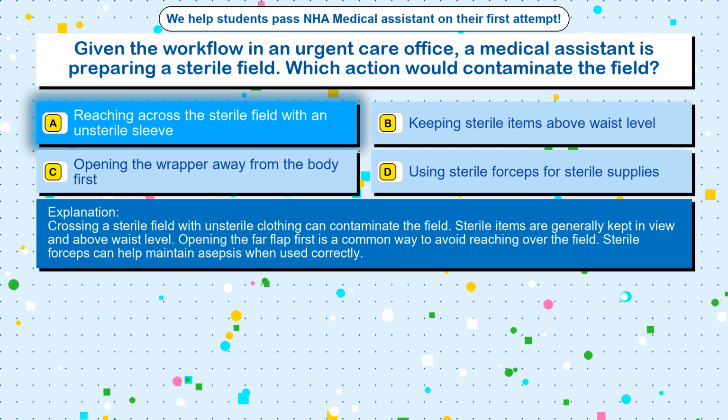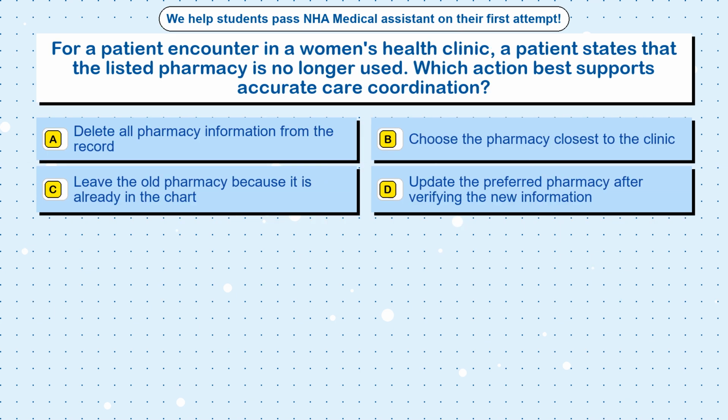Crossing a sterile field with unsterile clothing can contaminate the field. Sterile items are generally kept in view and above waist level. Opening the far flap first is a common way to avoid reaching over the field. Sterile forceps can help maintain asepsis when used correctly. Question 94.